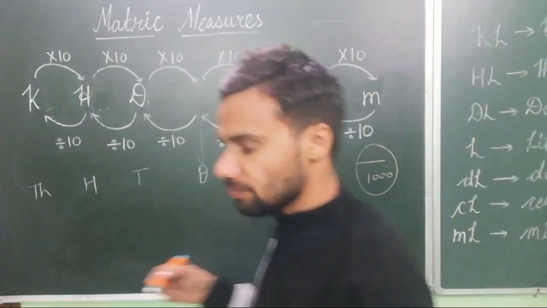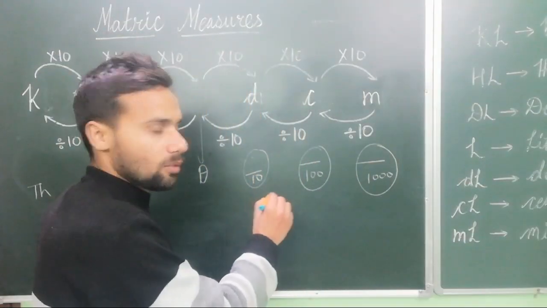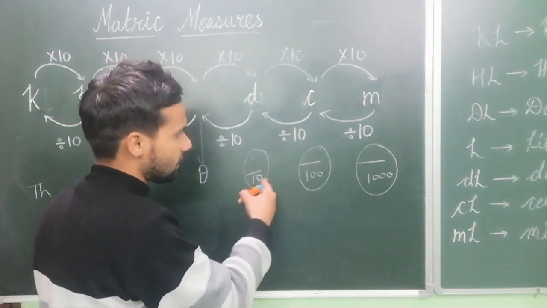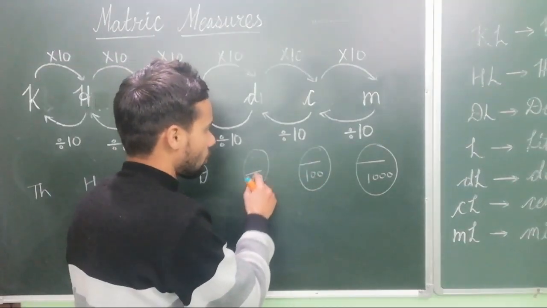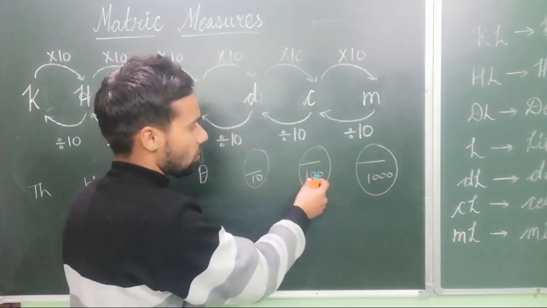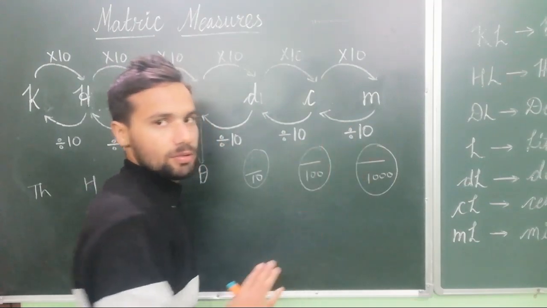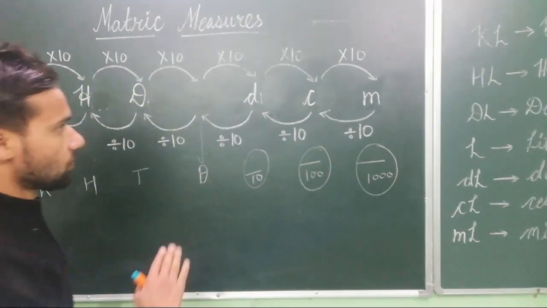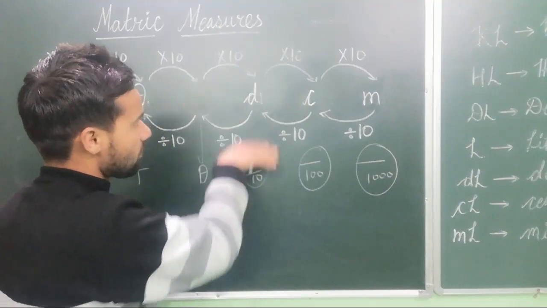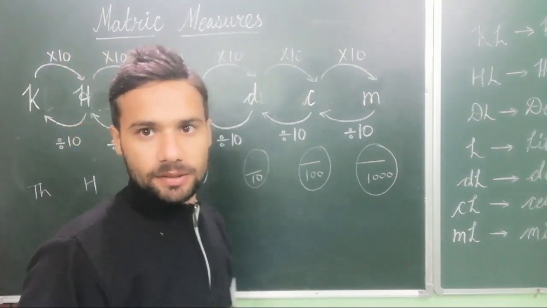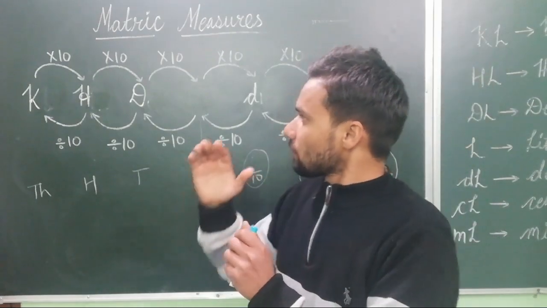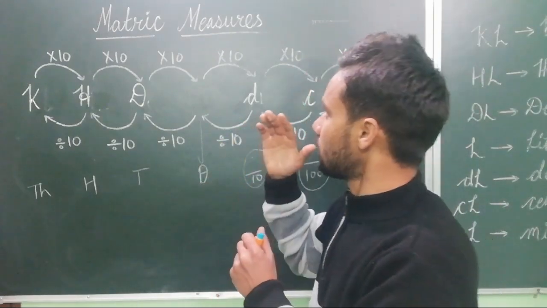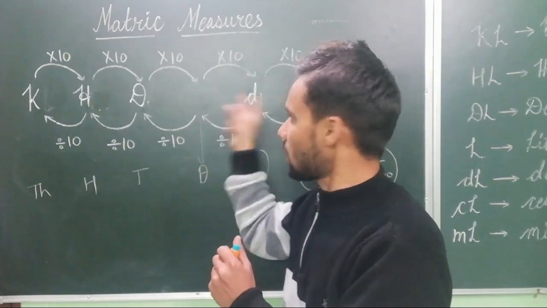You can also write down the names tenth, hundredth, thousandth, but I write this type of notation here. So you understand: out of 10 which part, out of 100 which part, out of 1000 which part. I think you understand. I compare these things with the place value chart. Now the question is how to convert, or we can say how to learn this chart.